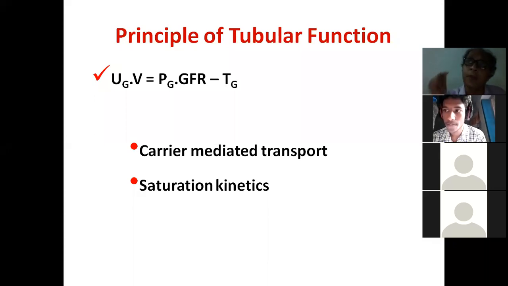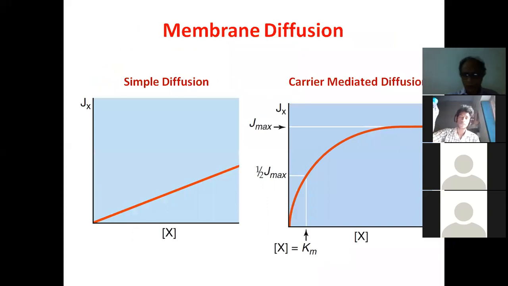A point of time will come when all the available carriers will get saturated, will get occupied. And even with an increase in the glucose concentration in the tubular lumen, it will not increase the tubular transport of glucose because saturation will be reached. So let me show you. This is the picture we have shown you in your first class or during your general physiology days.